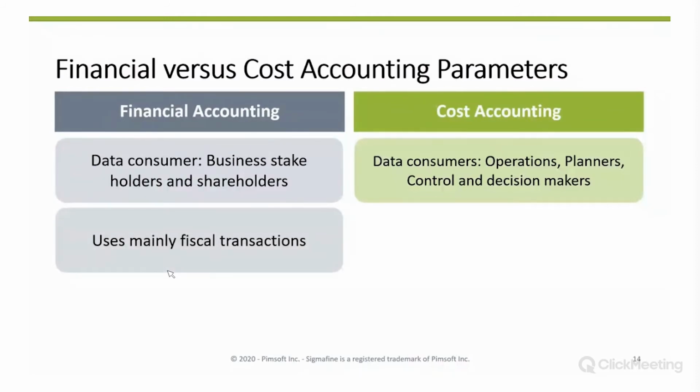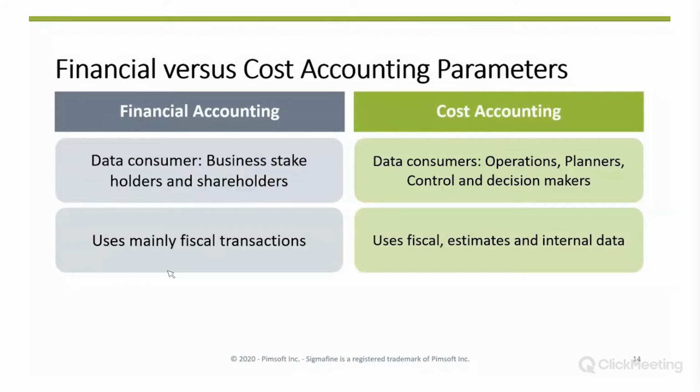For the financial side, you're looking at kind of a tunnel vision. You're looking at your financial transactions. That's what the rules of the game dictate. In our cost accounting, Sigmafine does exactly that. It's taking both your fiscal data as well as your process data, as well as your estimates. So we can capture all forms of data, from fiscal to online measurements to engineering estimates.